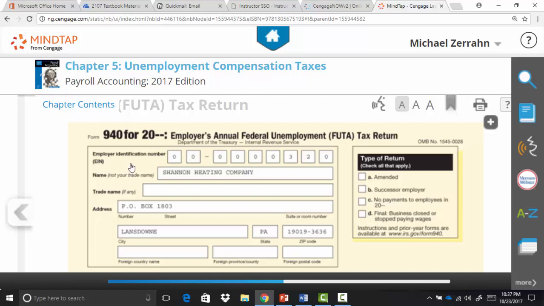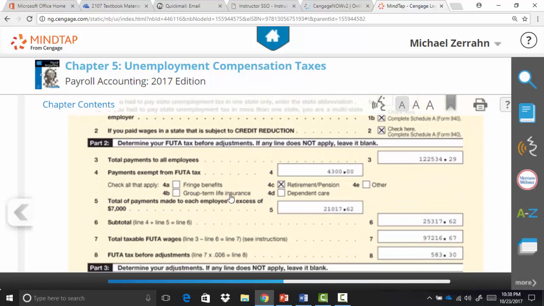But for our 940, our tax return for our unemployment, we have the name of our company and our employer identification number. Now we come in here, we have the total payments to all of our employees for the year. From that, there's going to be some payments that are exempt from FUTA tax. And also, we're going to have payments that are made in excess of $7,000 to our employees. Remember, we only have to pay federal and state unemployment tax on the first $7,000 they make. For federal, each state has its own tax rate, but for the federal, it's on the first $7,000. So this is the amount that's paid above $7,000 to our employees.